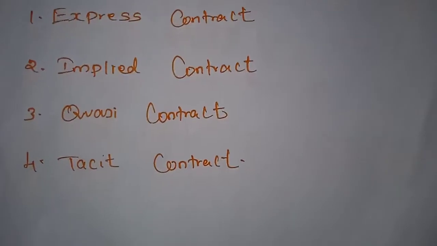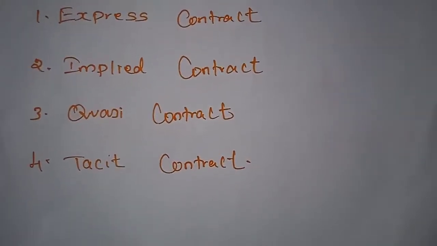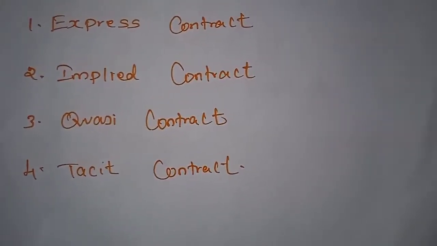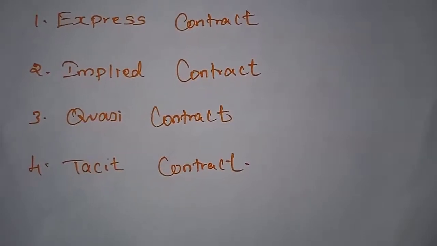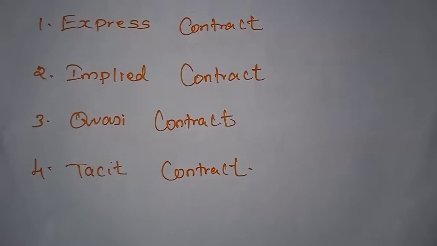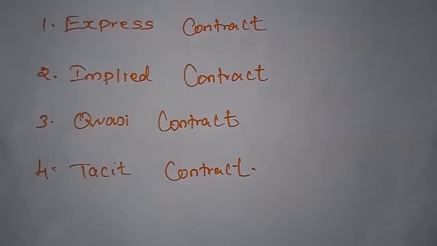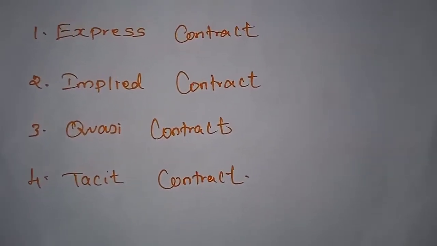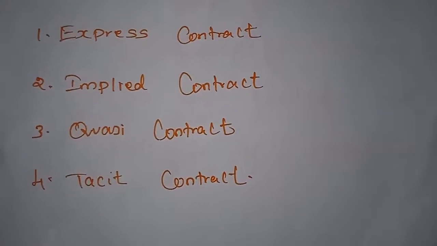Next, the tacit contract. A contract is said to be tacit when it has to be inferred from the conduct of the parties. For example, obtaining cash through automatic teller machines, or sale by fall of hammer in auction sales.